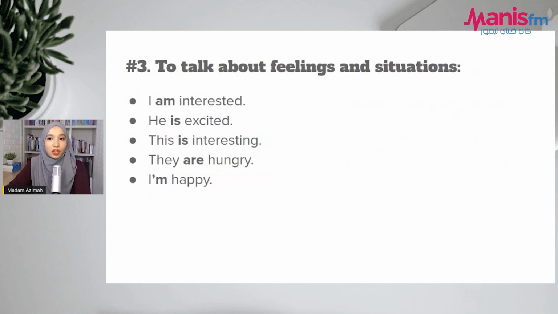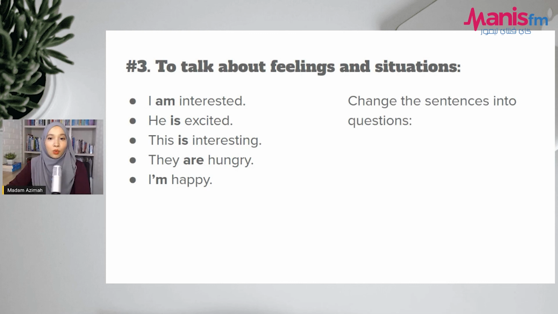Now, the third way of using the be verb is to talk about feelings and situations. Okay. So let's take a look at some examples. I am interested. He is excited. This is interesting. They are hungry. I am happy. Or I can contract it into I'm happy instead of I am happy. So I'm happy. That would be more natural actually. So I'm talking about feelings and situations. I need to use the be verbs, right?